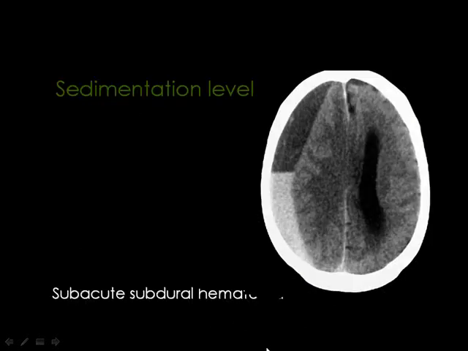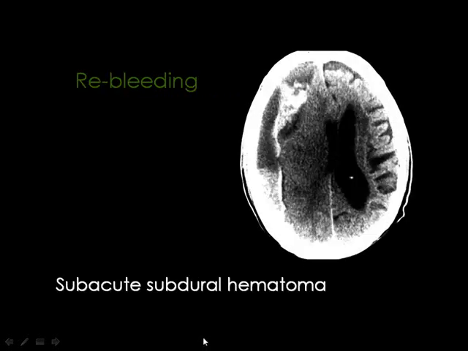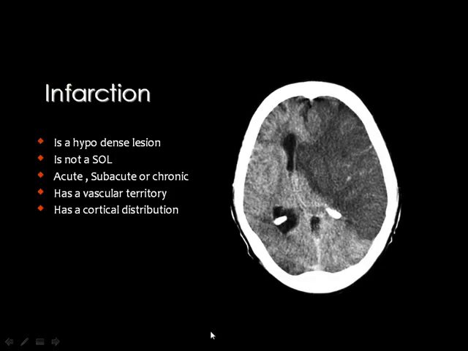Then if you have a CT scan and you see a hematoma having the two components of the blood, the chronic one and the acute one, with a sedimentation level, then you know that this hematoma is not acute and not chronic. This is the subacute hematoma. Whenever you see a hematoma having the two components of the blood, you know that this is a subacute hematoma.